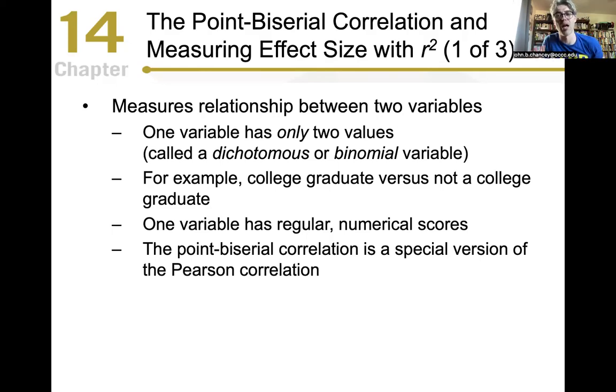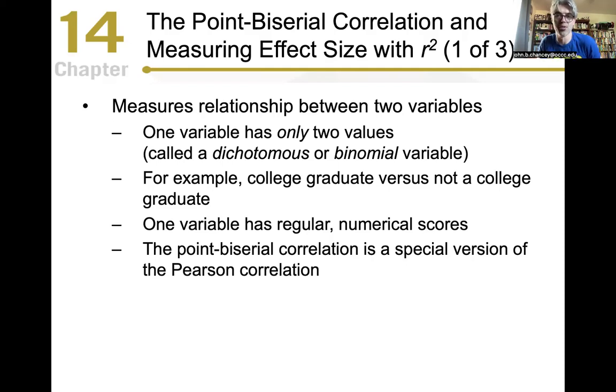And I understand, I just said male, female. I'm very much aware that there are different ways people categorize things like sex and gender. I just mean that if that's what you were interested in and you were only collecting data that way, that's an example of a dichotomous variable. Pass/fail is another one. College graduate versus not college graduate, those are other examples.